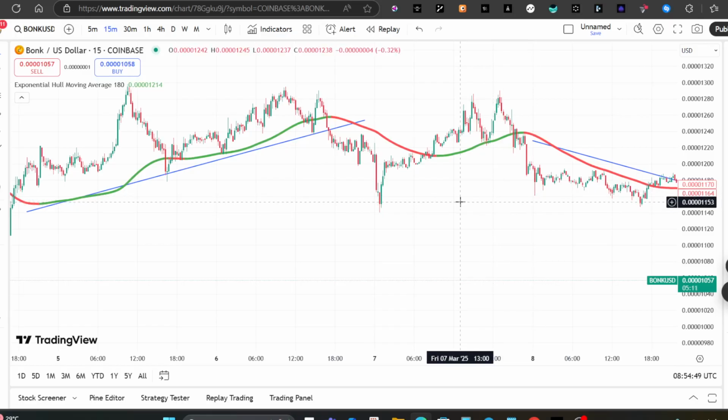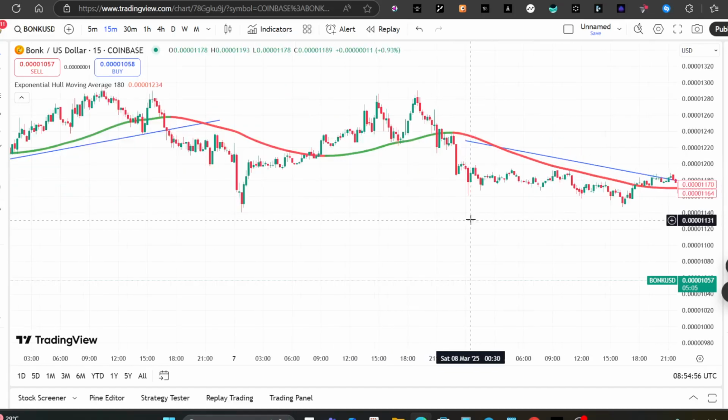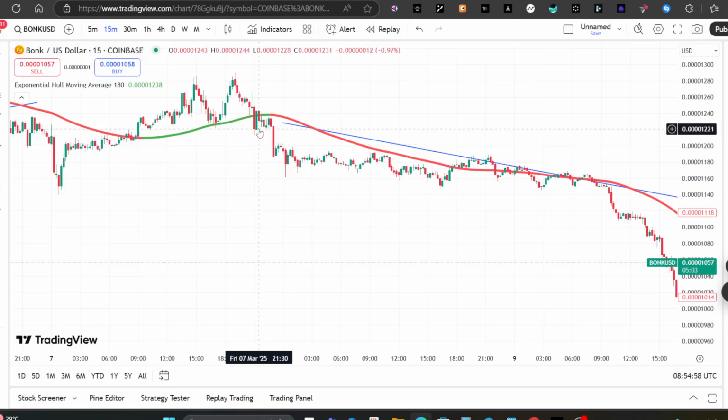Now, let's talk about support and resistance zones. The EHMA can act as dynamic support or resistance. So when price pulls back to the EHMA and bounces, it could be a continuation of the trend.